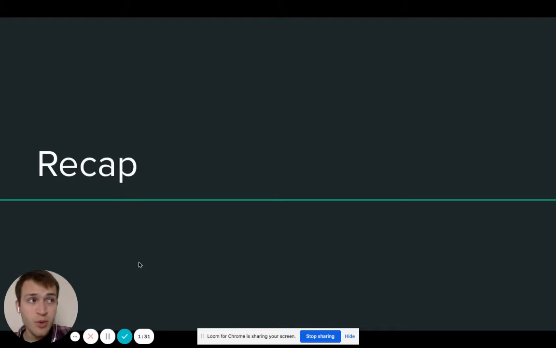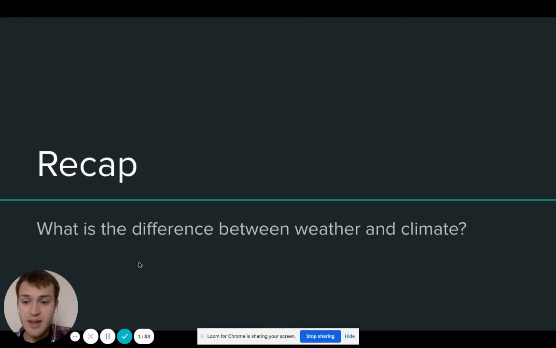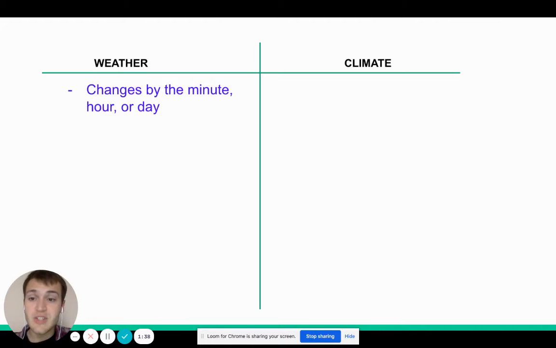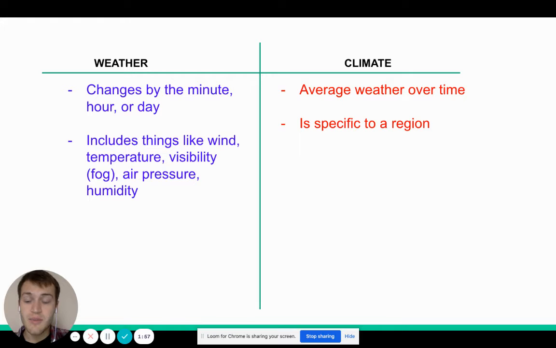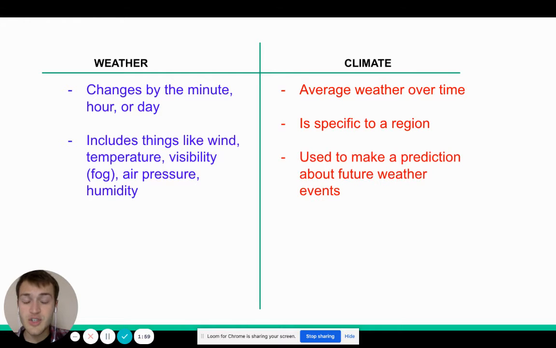All right, so really quickly, a quick recap of last class. What is the difference between weather and climate? So weather changes by the minute, hour, or day, and it includes things like wind, temperature, visibility. Visibility is how well you can see, so that's more or less how foggy it is, air pressure, and humidity. Whereas climate is the average weather over time, and is specific to a region and is used to make a prediction about future weather events.